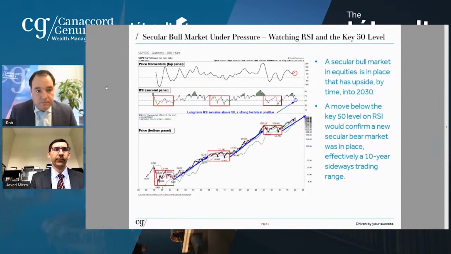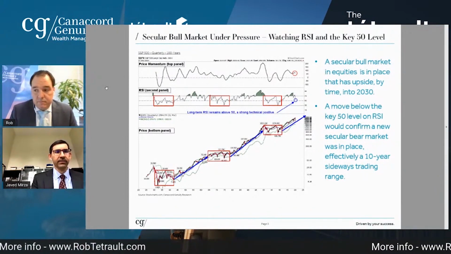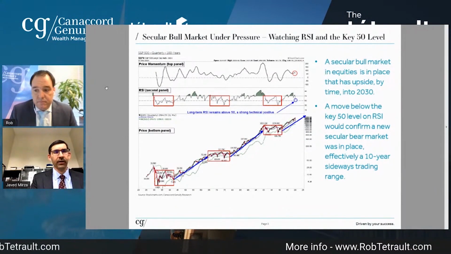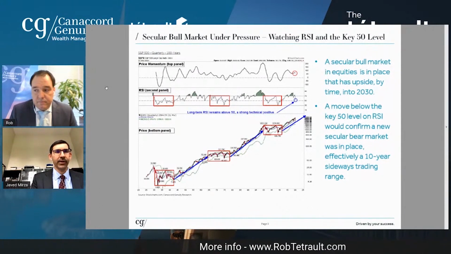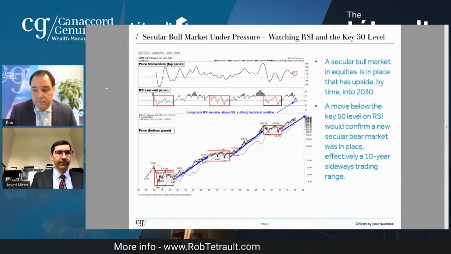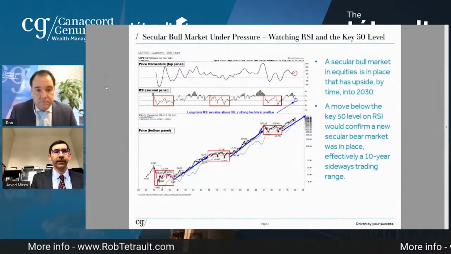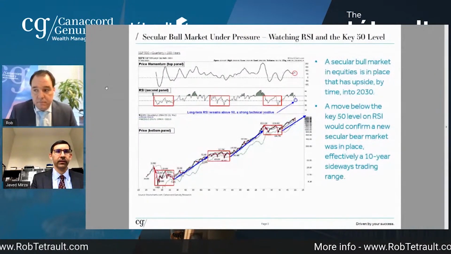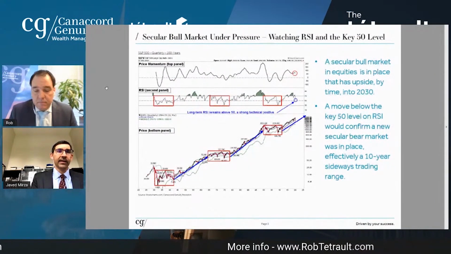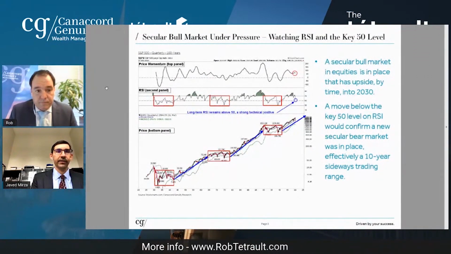From our perspective, what we're talking about here is the longer term trend in equities. Those blue lines you see there are secular bull markets in equities, and they effectively last 20 to 25 years. Those red boxes are secular bear markets, which are effectively 10-year sideways trading ranges. We actually have the longest view of anyone on the street, as far as I know. Our view is that the secular bull market has upside into 2030.